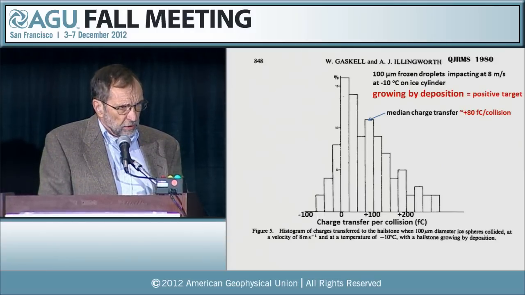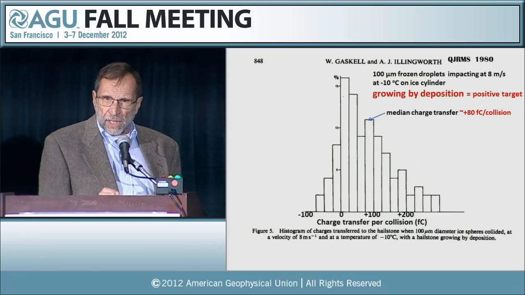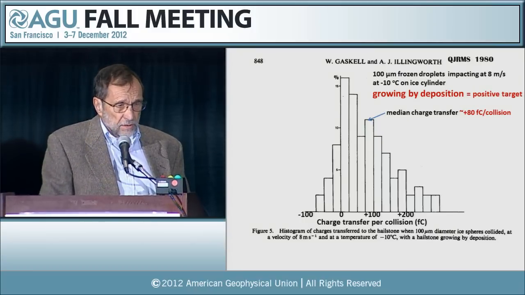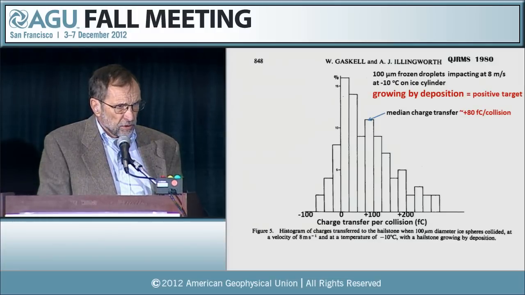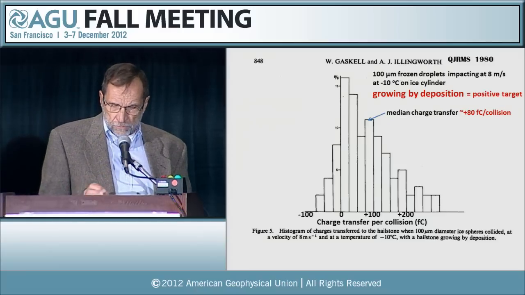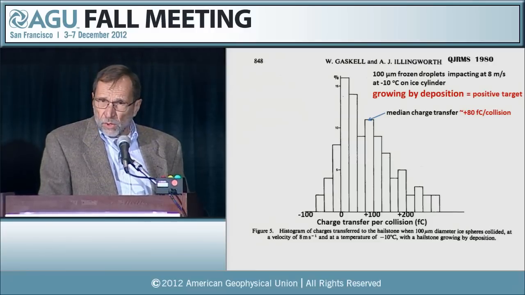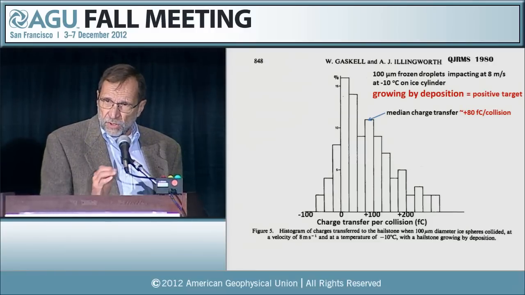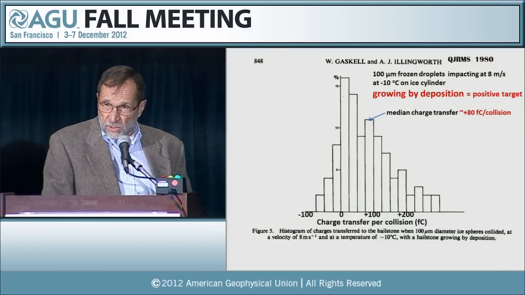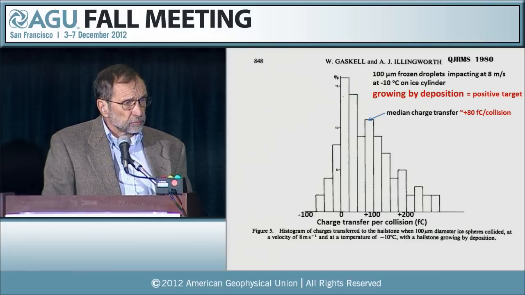They also looked, in less detail, at a region in which they had deposition occurring on their target. They were able to cool the target. And in that case, the charge per collision was much, much larger. Since they were looking at individual collisions, there's a spread of charge per individual collision. But rather than a few femtocoulombs per collision in the region in which evaporation of the target is taking place, in the region growing by deposition, the median was 80 femtocoulombs per collision. So there's a huge difference there.